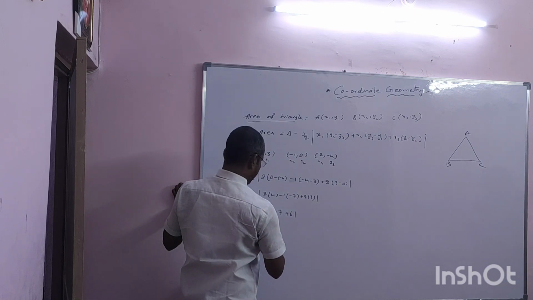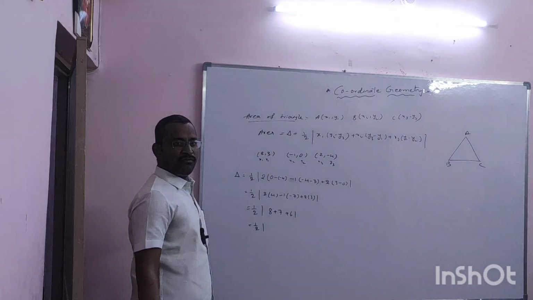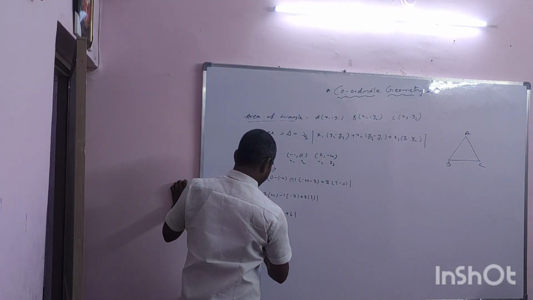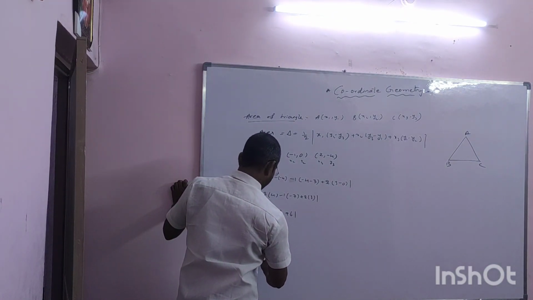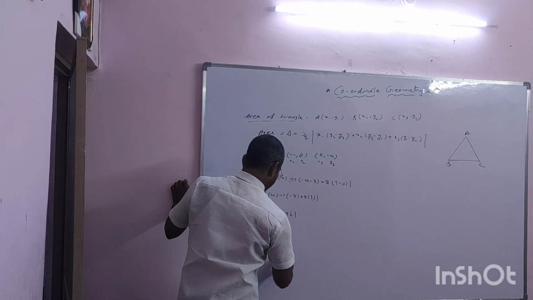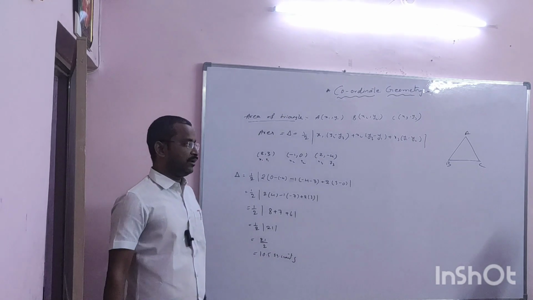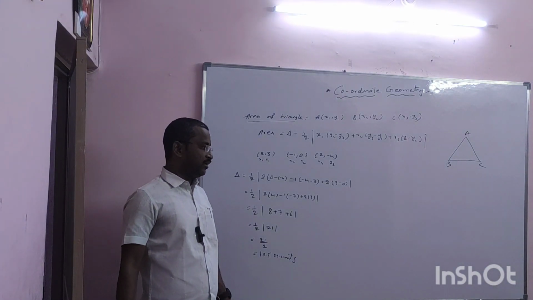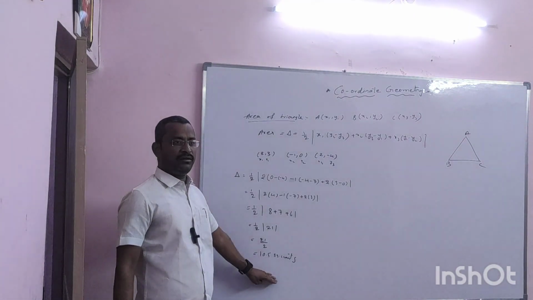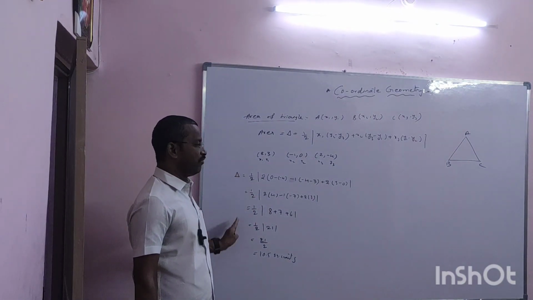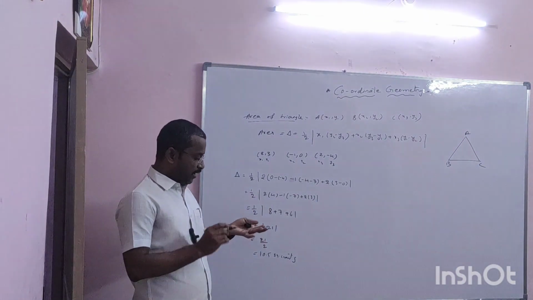So what do you get here? 8 plus 7 is 15, 15 plus 6 is 21. So you get 21 by 2, that is 10.5 square units, because distance must be measured in units, and area must be measured in square units. This is the way we find the area of the triangle.